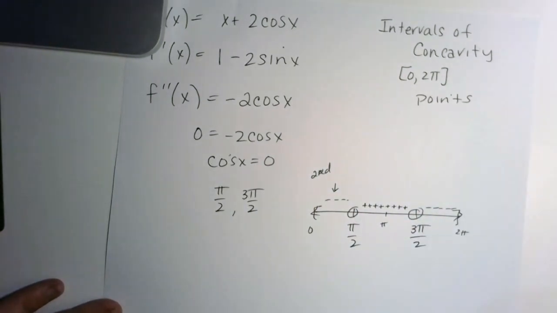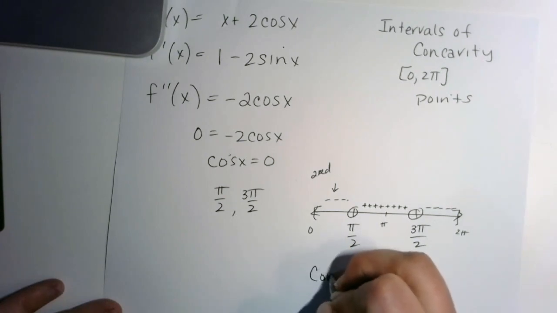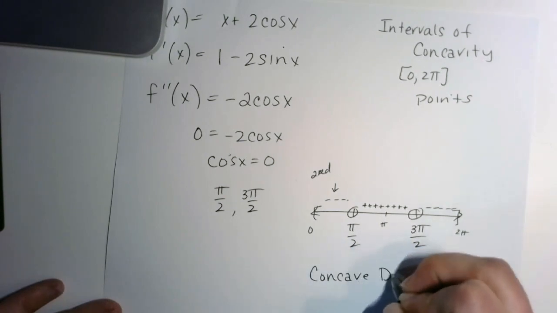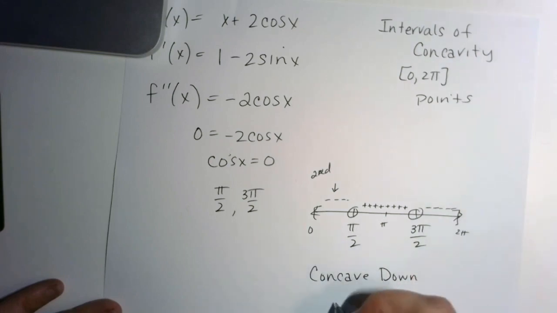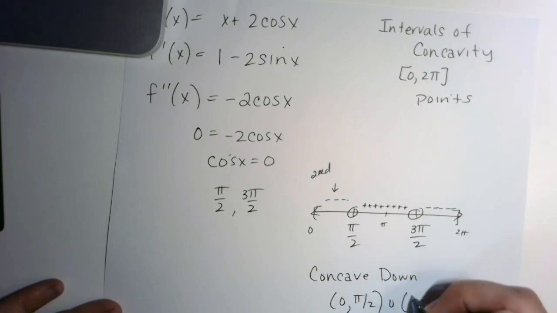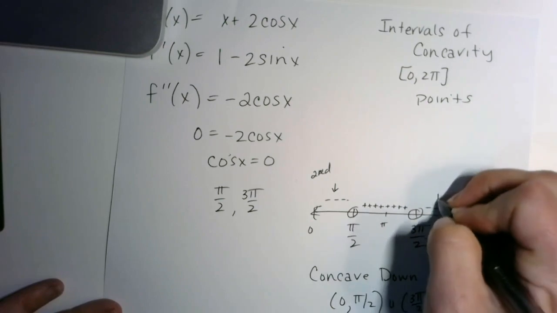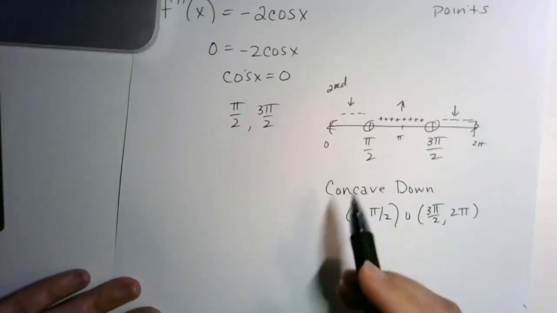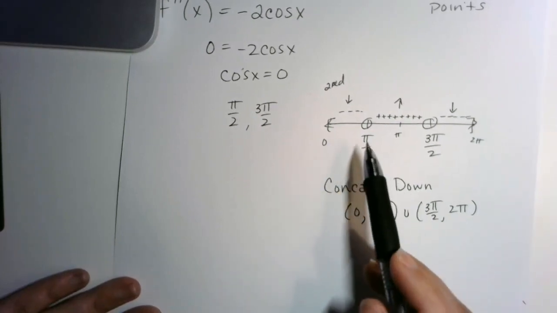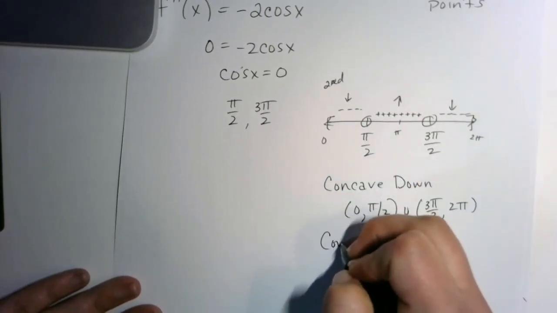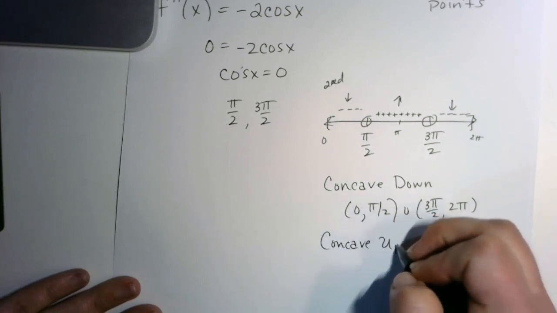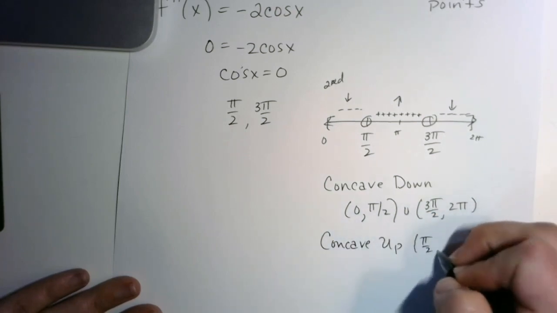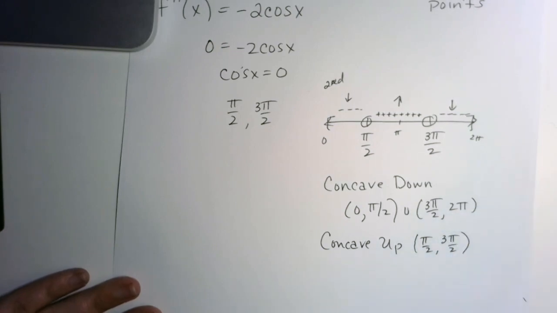So my intervals of concavity: it is concave down from 0 to pi over 2 and 3 pi over 2 to 2 pi, because that's where it's negative. So these are my down spots. This is my up. Sorry. And then I also have a concave up spot in the middle, from pi over 2 to 3 pi over 2.